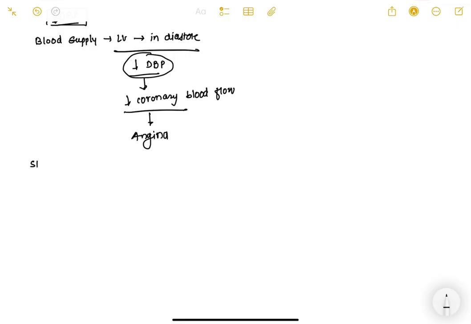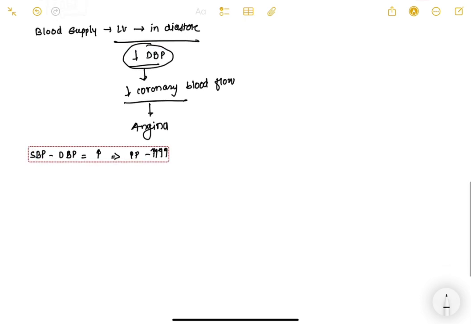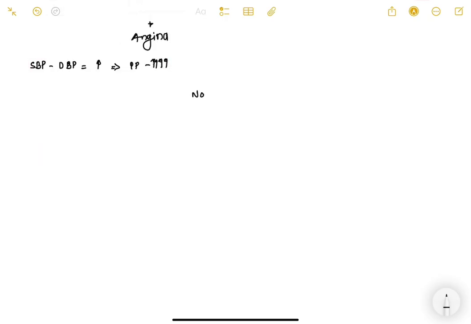That means SBP minus DBP is higher. So pulse pressure increased, right? This is the sign we will discuss later. Now there is a chronic LV overload.